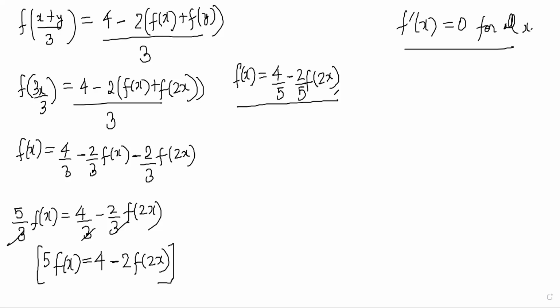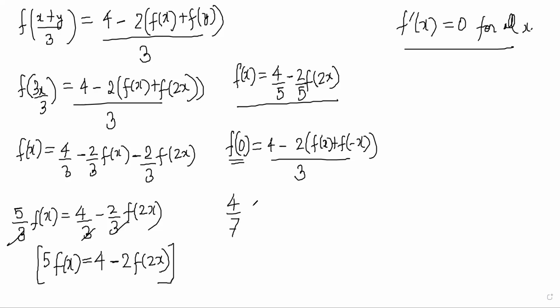If I put y is 0, I get x by 3 is equal to, okay, I'm getting, let's put y is equal to minus x. So you get this 4 minus 2 times f of x plus f of minus x by 3, right? And this part we had found earlier was 4 by 7 is equal to 4 by 3 minus 2 by 3 f of x plus f of minus x.